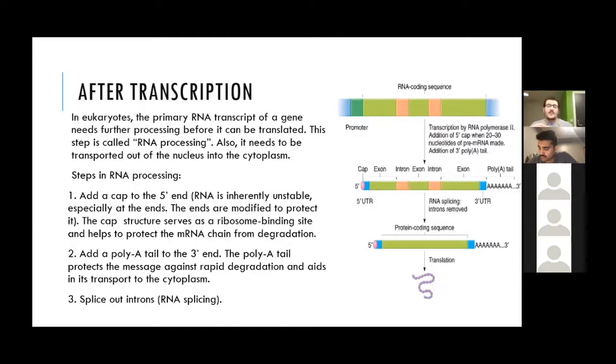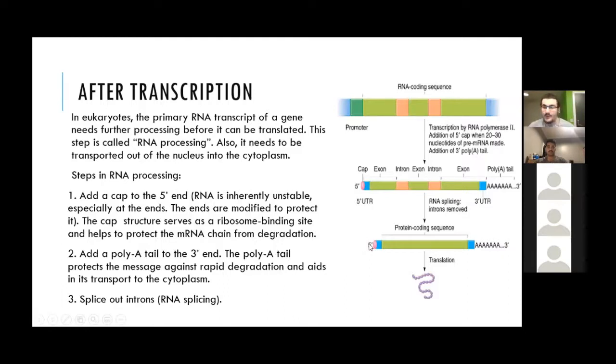So what happens is the primary RNA transcript gets edited. How does it get edited? Well, first of all, you have the addition of a 5' cap at the 5' end of the RNA, and the addition of a poly A tail at the 3' end. Poly A tail means basically a lot of A's, a lot of adenines. Poly A tail at the 3' end, and at the 5' end we have a cap.